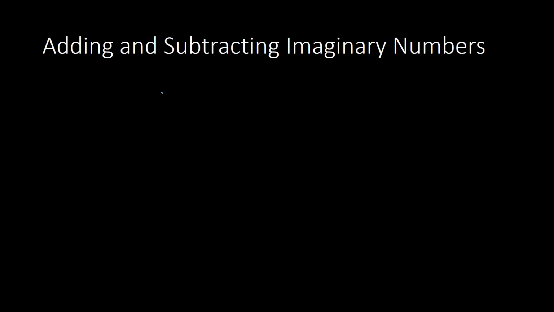So we've learned how to simplify, we've learned how to multiply and divide. Now we need to work on adding and subtracting imaginary numbers. Now when you add and subtract imaginary numbers, it is basically the same thing as adding and subtracting variables. Because if you had 5i minus 2i plus 3i, what we need is like terms to combine.